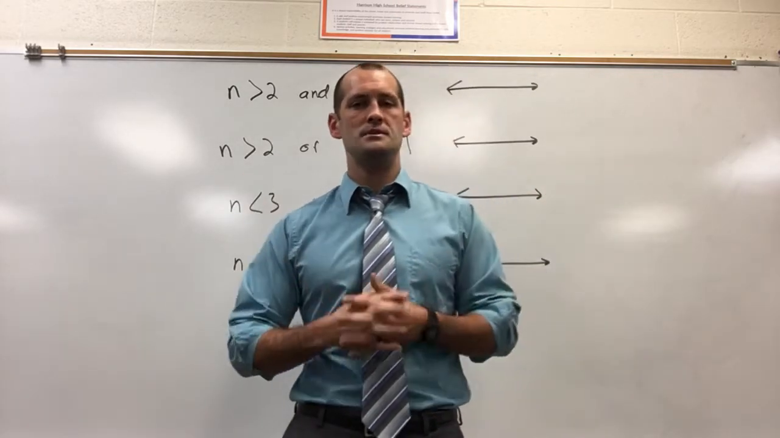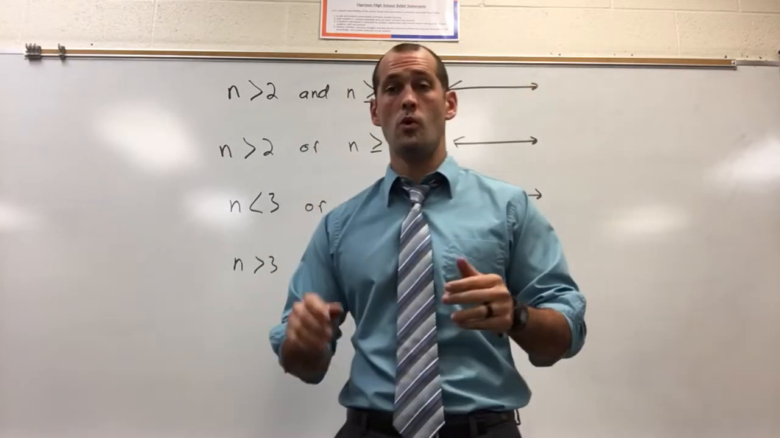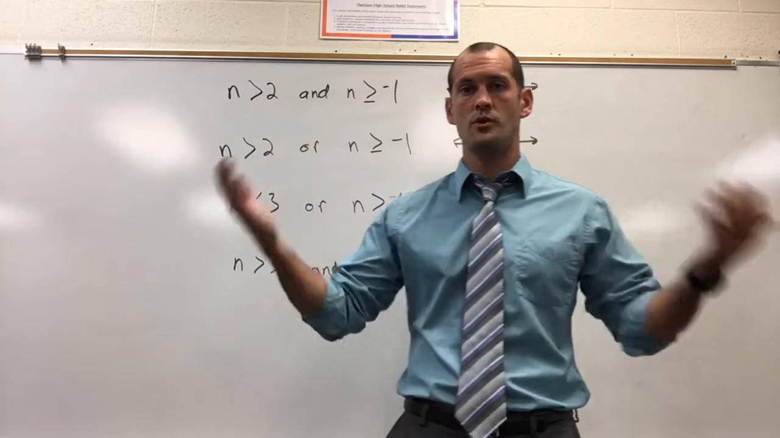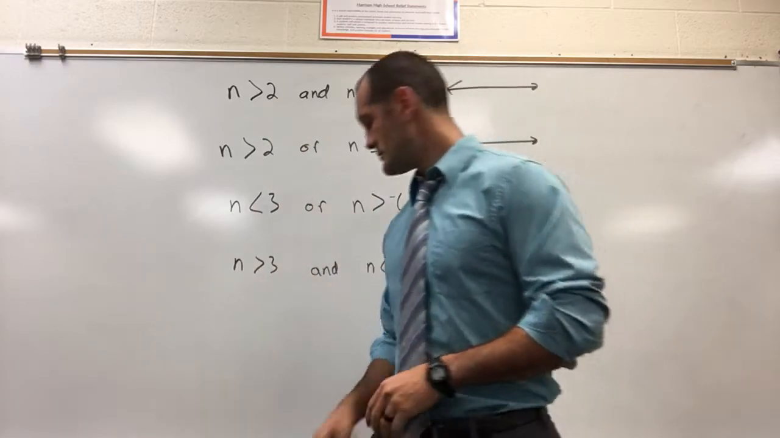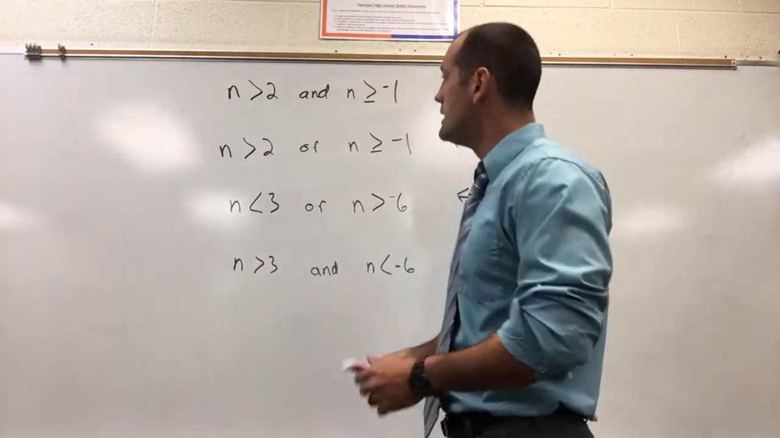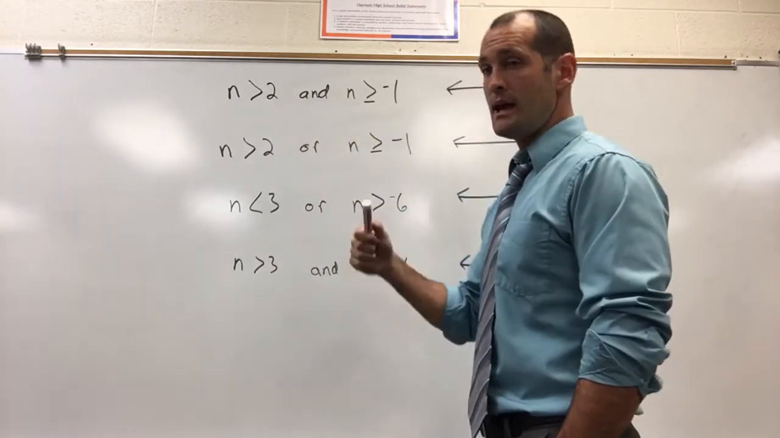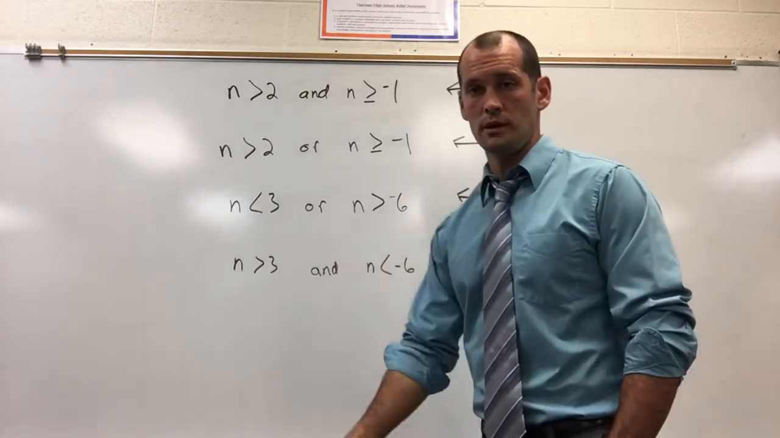But what happens if you have some of those same way graphs or some unique cases where ors are going towards each other, ands are going away? We're gonna look at that right now. So here's the first scenario. I'm jumping right to solutions. I'm assuming you still can solve perfectly fine. But let's say you get this. N is greater than 2 and n is greater than or equal to -1.